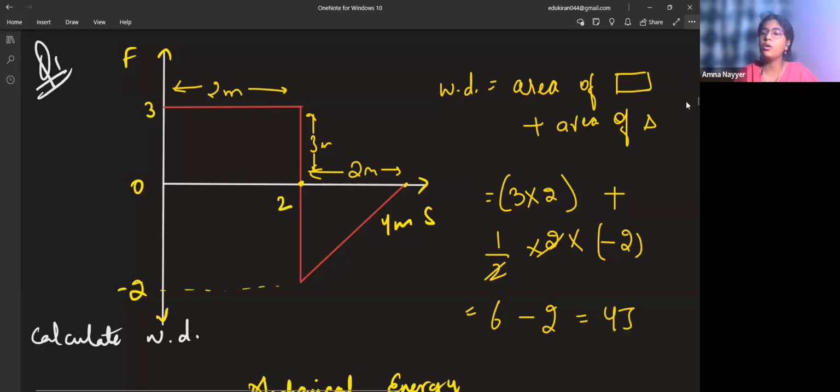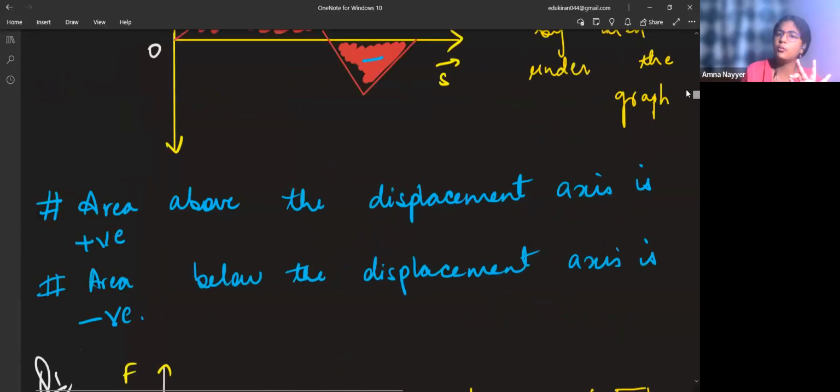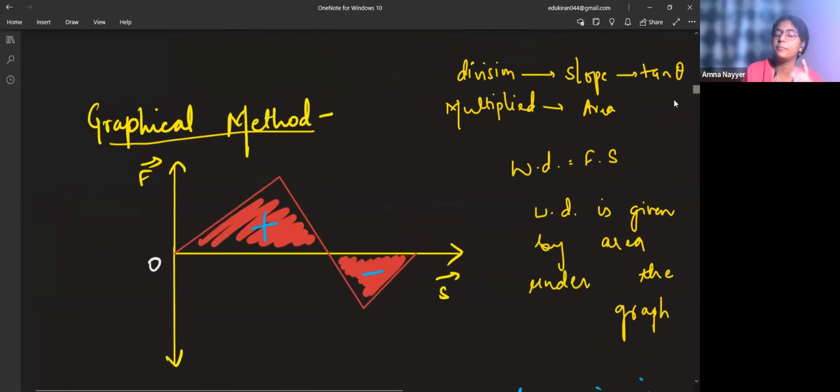This part was left from work. Your work done is completed. Work done is only this much in your syllabus. You just have to pay attention to this much part only in your work done. Now we'll be using work done in energy in the rest of the part. Now we'll start with energy.